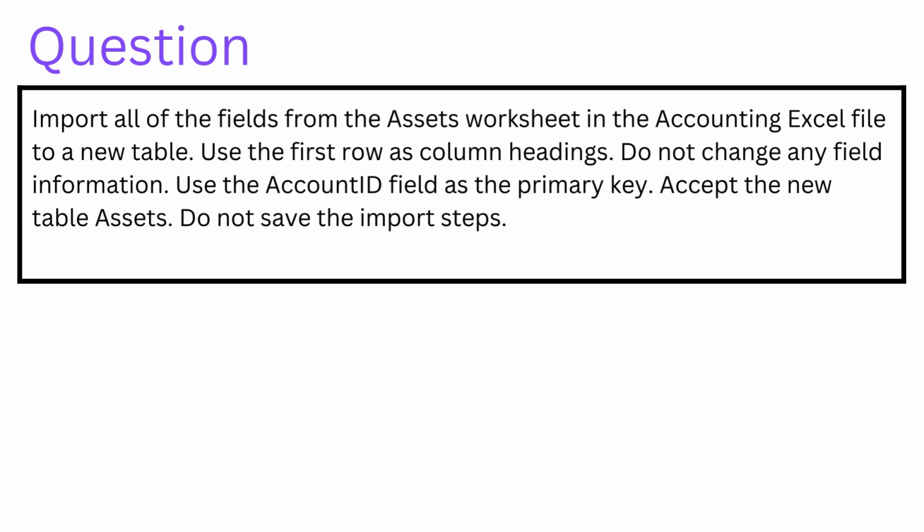Import all of the fields from the assets worksheet in the accounting Excel file to a new table. Use the first row as column headings. Do not change any field information. Use the account ID field as the primary key. Accept the new table name assets. Do not save the import steps.